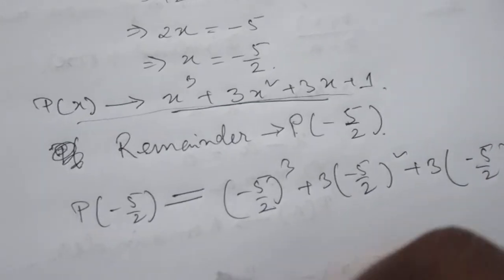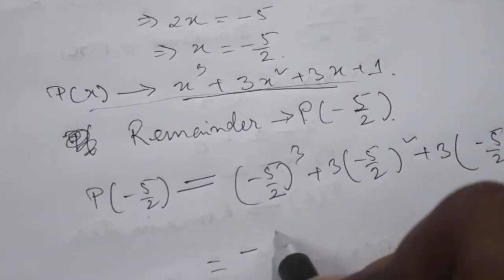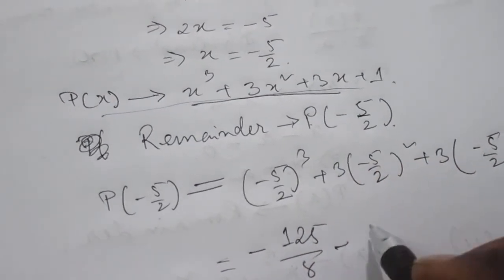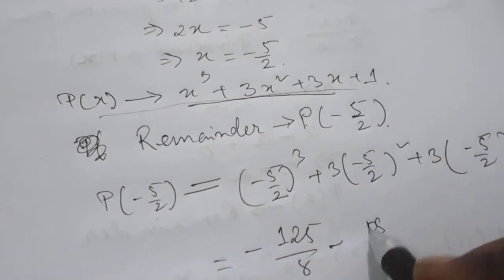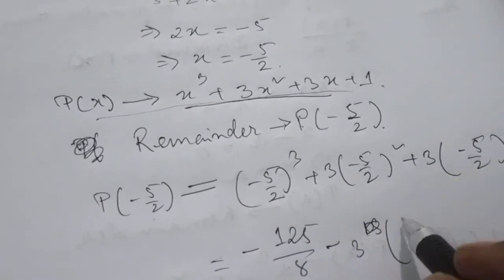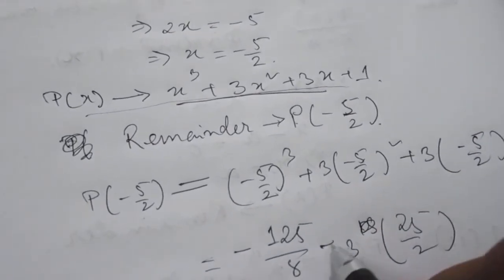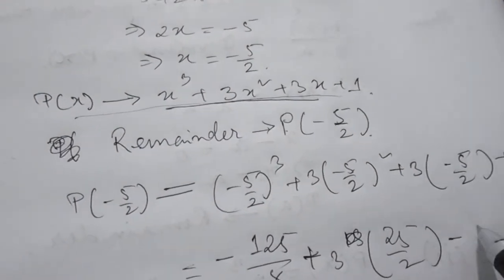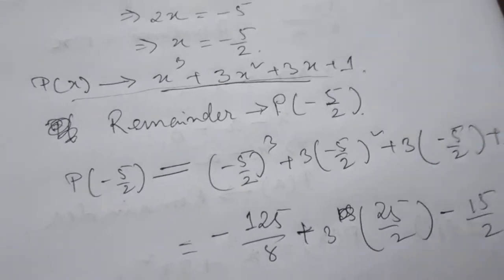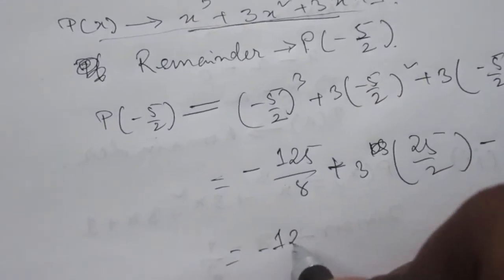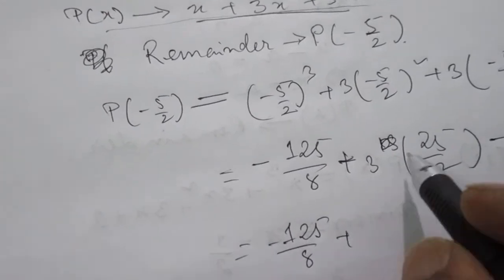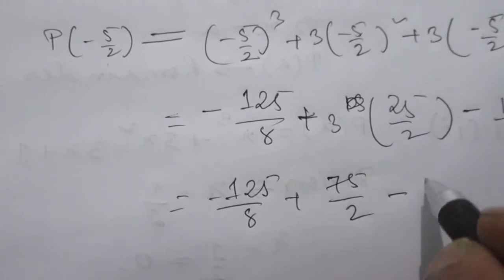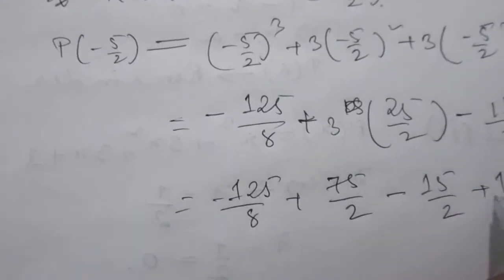Okay. So here what will be the answer? Minus 125 by 8. 5 cube is 125. Minus 3 fives are... here is 3. And here is 5 fives are 25 by 2. Okay. And here it will be plus. Yes. And again minus 15 by 2 plus 1. So again minus 125 by 8 plus 3 into 25 will give me 75 by 2 minus 15 by 2 plus 1.